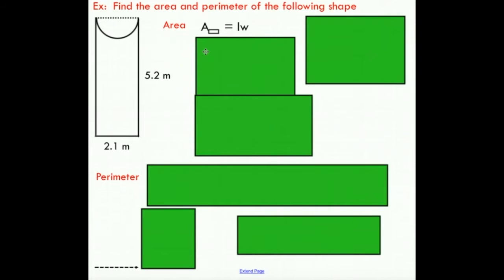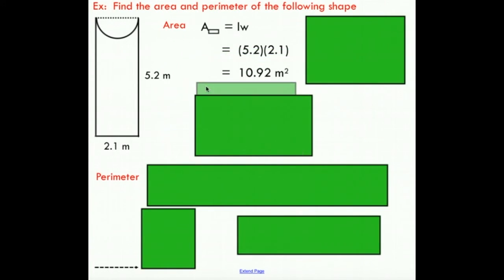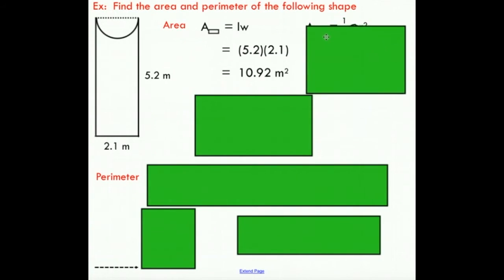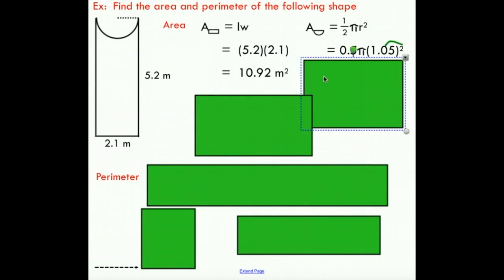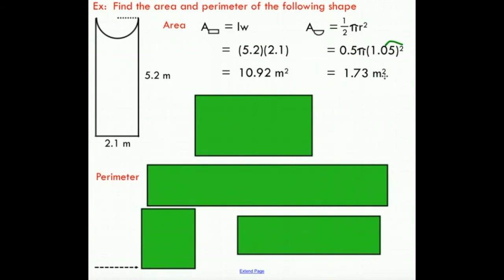We know that the area of a rectangle is length times width. So if I plug in those 2 measurements, I get 10.92 meters squared. But I want to remove this semicircle portion. The area of a circle is pi r squared. So if we want half of the area of a circle, it makes sense to multiply the area of a circle by a half. In this case, we know that the diameter of this circle is 2.1 meters. So if I take half of the diameter, that'll give me my radius, which is 1.05. You end up with 1.73 meters squared.